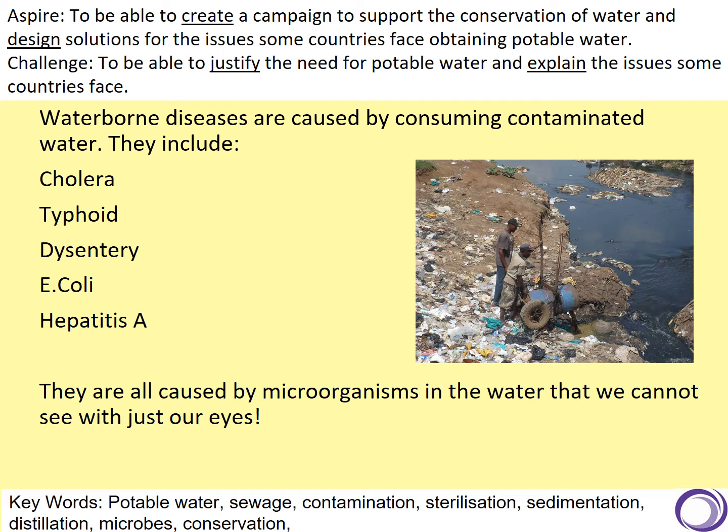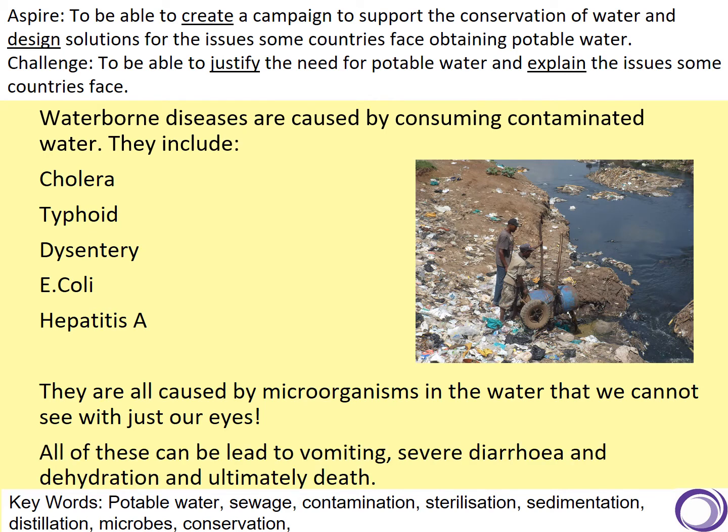They're very, very rare in the UK, but in many other countries of the world, these diseases are very prevalent. That means lots and lots of people catch these diseases on a daily basis. And they will all lead to symptoms like severe vomiting, severe diarrhea. That results in dehydration, where our bodies simply don't have enough water in them, and ultimately this can lead to death. Now, they can be treated with things like antibiotics and rehydration, but it isn't always successful, and they can be very, very debilitating diseases.